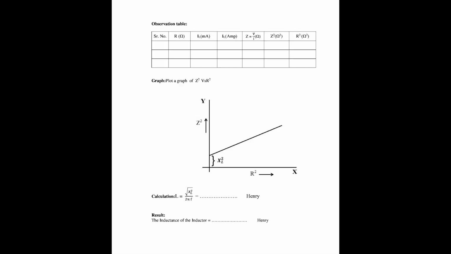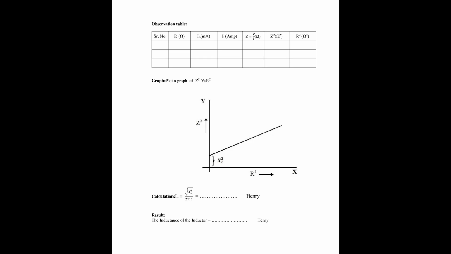Now, in the observation table, you will write the voltage value which is given, that is 4 volts, and frequency, which is 50 hertz. Throughout the experiment, these two quantities will remain the same. Then the readings are tabulated in the format shown below: resistance in the first column, the second column is current in milliamps, then the third column is current in amperes.